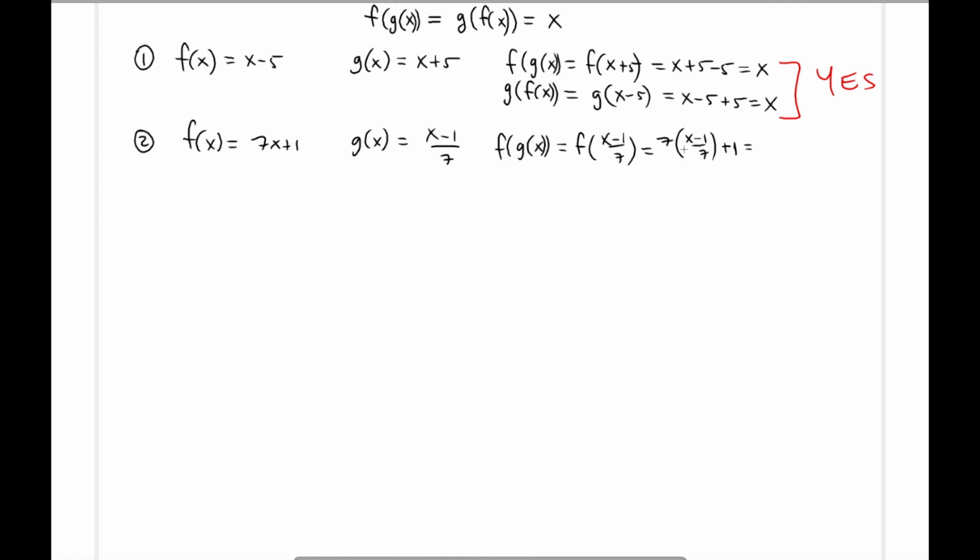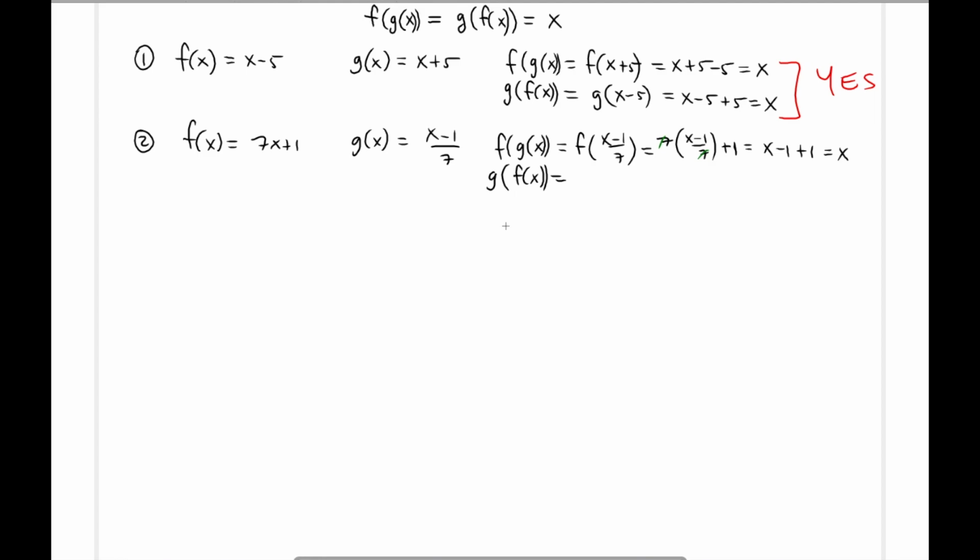Notice that the 7's cancel out because there's a product of 7 and whatever's inside, so the 7's cancel out. So we just get x minus 1. But not to forget plus 1. And guess what? This is equal to x. That's good. Let's test the g of f of x.